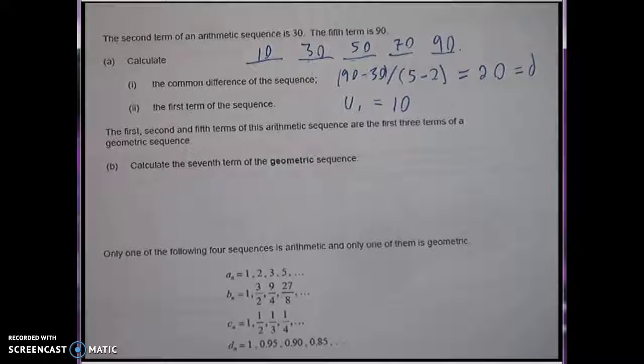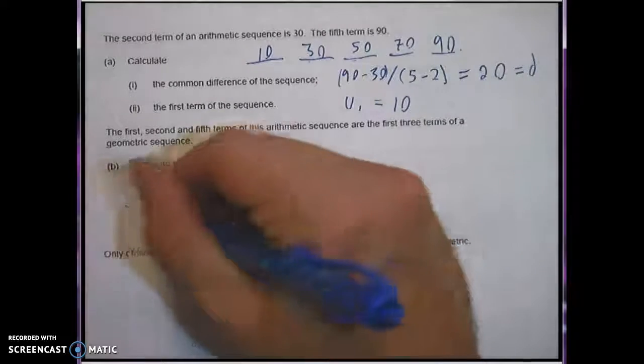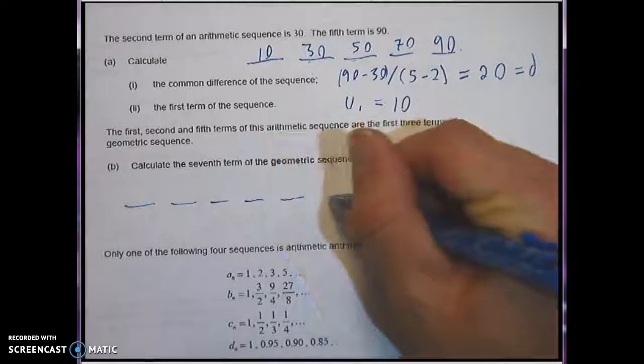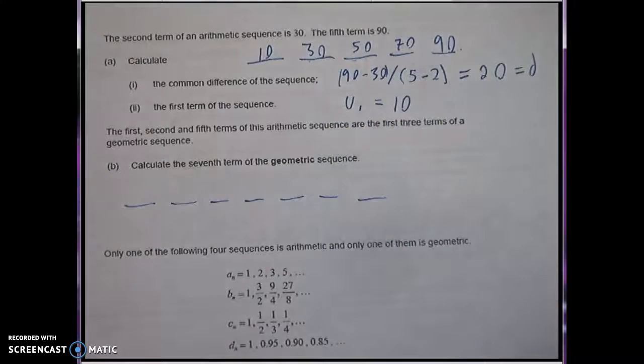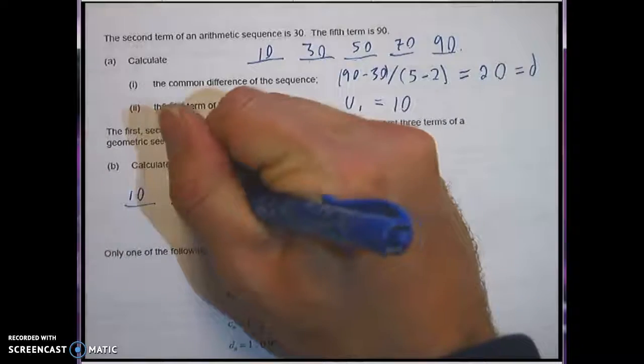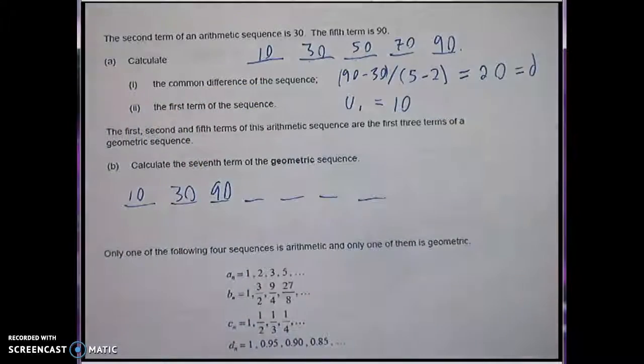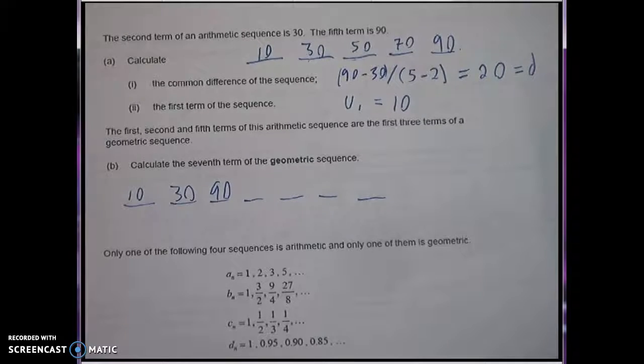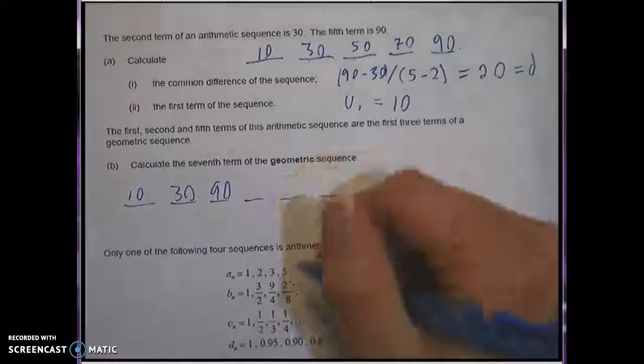The first, second, and fifth terms of the arithmetic sequence are the first three terms of a geometric sequence. Calculate the seventh term. So I got 1, 2, 3, 4, 5, 6, 7. The first term of first, second, fifth. So that's 10, 30, 90. This is just going up by 3, so I could just simply multiply these numbers by 3 is probably the easiest way to do it. 90 times 3 is 270.